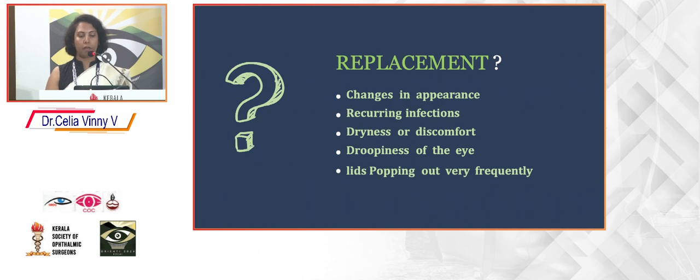And sometimes, recurrent infections even after polishing, when they are dealing with the same infection, then we can go for a new one. Or dryness, discomfort, and any kind of size difference, and the patient is having a ptosis experience, then we can go for a new one. And sometimes it pops out very frequently, and a patient will complain about this. It will come out easily because the socket is big and the prosthesis is small, then they experience this problem. At that time also we can go for a new one.